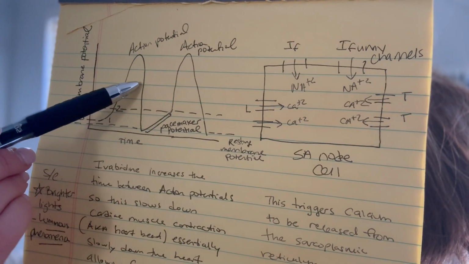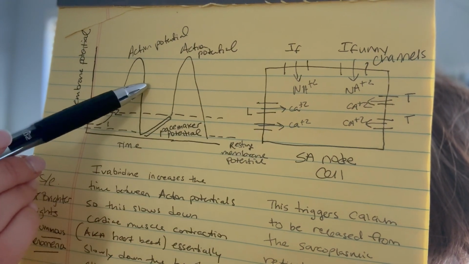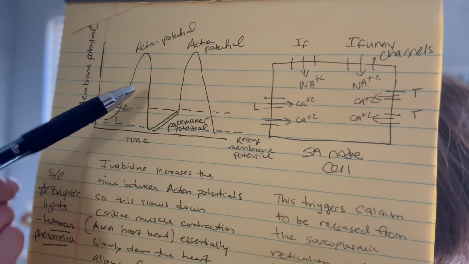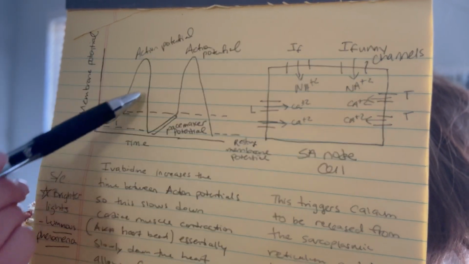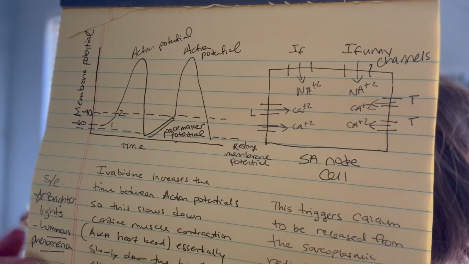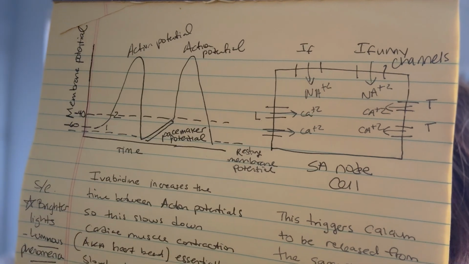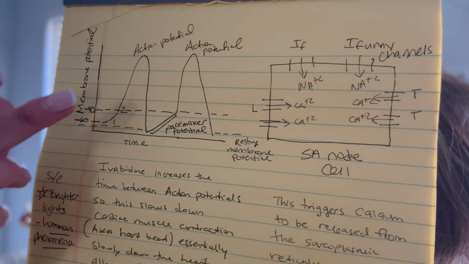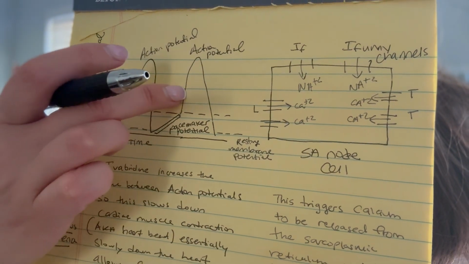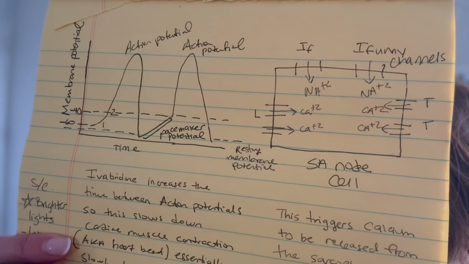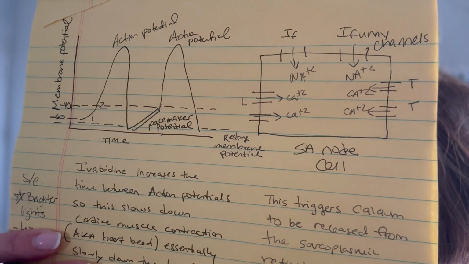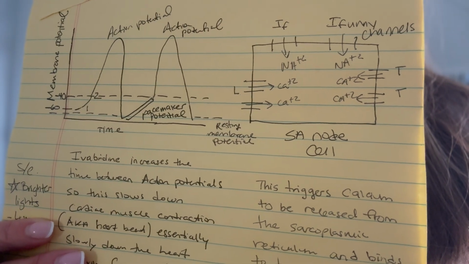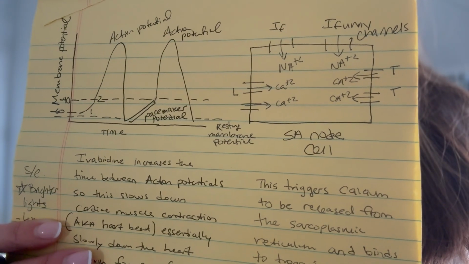Because the time between the action potentials is longer, because it takes longer to depolarize this SA node cell and allow it to reach threshold and cause an action potential, which will then cause a heartbeat, we find that our heartbeats are occurring less frequently. So essentially our heart rate is lower.